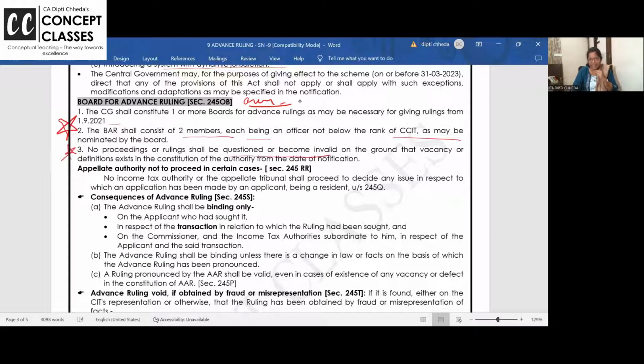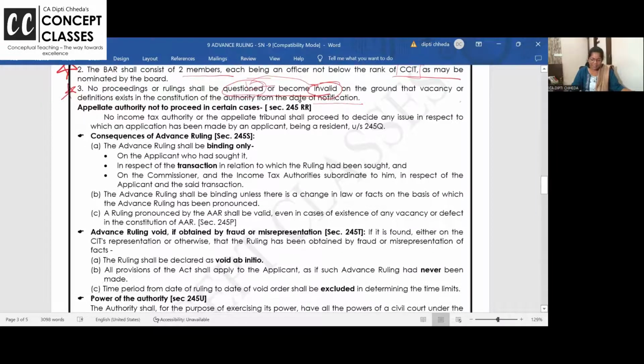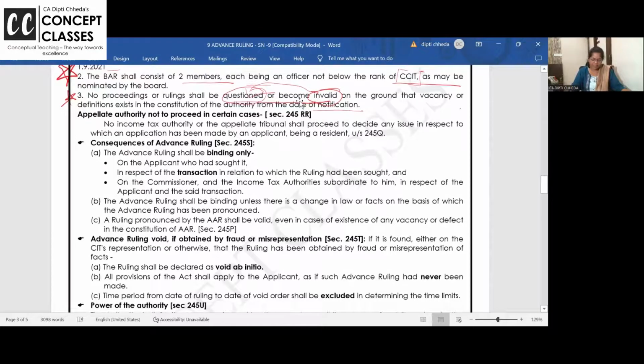Or will it become invalid on the ground that vacancy or defect exists in the constitution of authority from the date of notification? It means you said, ma'am, 2 members will be there, but one was absent, only one was hearing this. So if any flaw is there in the board constitution, will their decision be invalid or will it be questioned? Answer is no. Generally 2 or more decide, like we have seen benches in Delhi, they sit, decide and tell you the judgment.